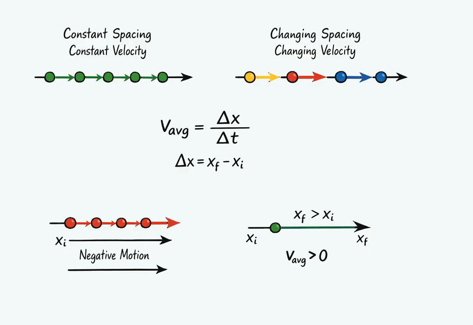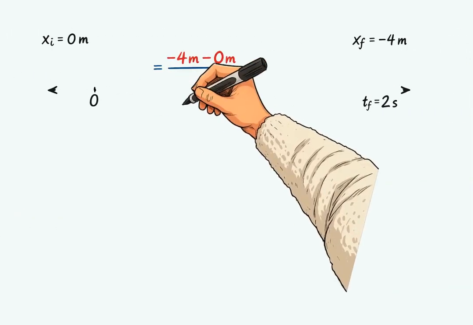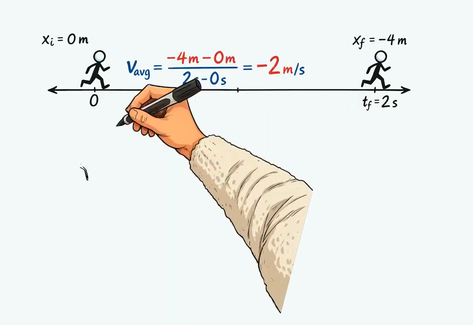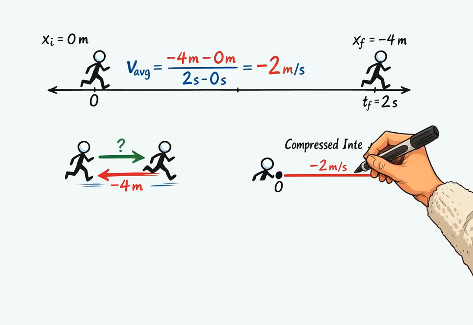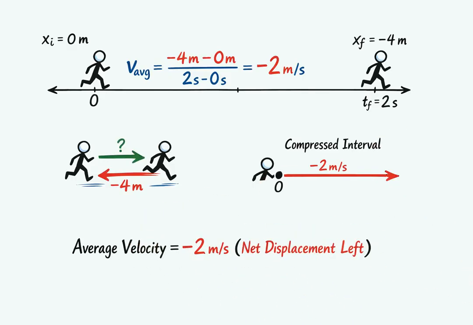The crucial point is that V sub avg depends only on x sub f, x sub i, and delta t. You can have a positive V sub avg, even if the object moved in the negative direction for part of the time, as long as x sub f is greater than x sub i. For example, if x sub i equals 0 meters at t sub i equals 0 seconds, and x sub f equals negative 4 meters at t sub f equals 2 seconds, then V sub avg equals negative 4 meters minus 0 over 2 seconds minus 0 equals negative 2 meters per second.